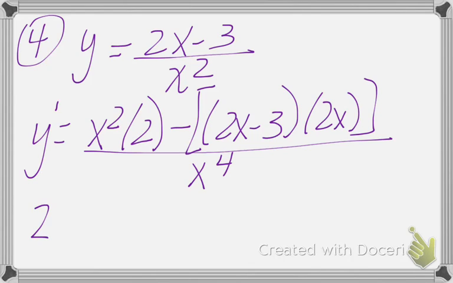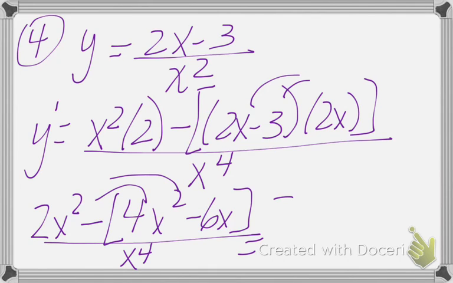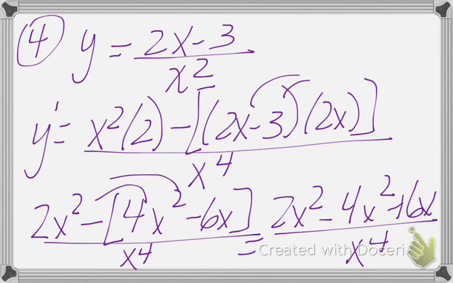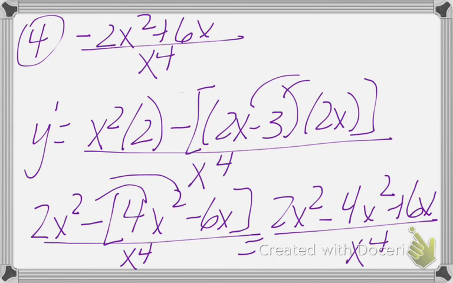So we get 2x squared minus, and then let's distribute this, 4x squared minus 6x over x to the fourth, and then we'll distribute this negative. So 2x squared minus 4x squared plus 6x over x to the fourth. Okay, and then we can combine like terms. So 2x squared minus 4x squared is a negative 2x squared. Okay, so that's our derivative, and we're going to set that equal to 0.